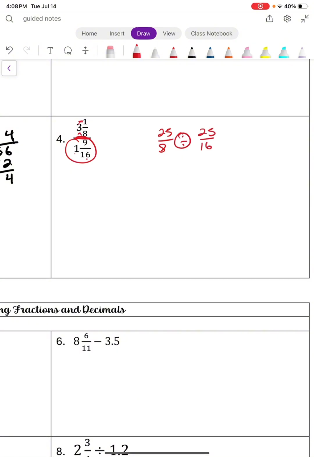To divide two fractions, flip the second one, and change division to multiplication. And this one's going to clean up nicely. 25 and 25 are both divisible by 25. 25 times 1 and 25 times 1. 8 and 16 are both divisible by 8. 8 times 1 and 8 times 2. On top you have 1 times 2, which is 2. On bottom you have 1 times 1, which is 1. 2 divided by 1. Final answer is 2. It was a positive divided by positive, so that answer of positive 2 is correct.